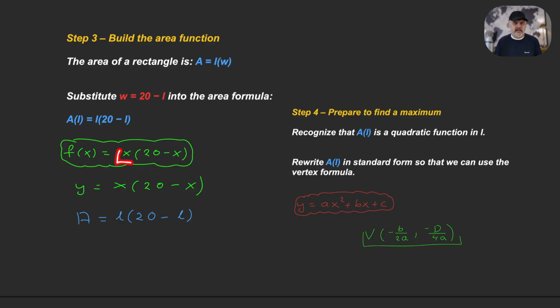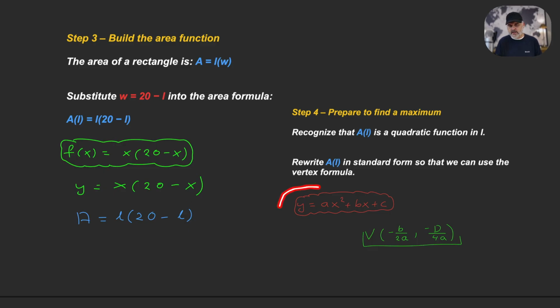If you were to use letter X, you would see X times 20 minus X instead of L times 20 minus L. I'm just telling you that the letter choice doesn't matter as long as you understand the process. So you have the area function in terms of one variable so that you can start working with that. This is a quadratic function because we have a product, identical variables multiplied together. So this is like a second degree term. So we are in the right spot.